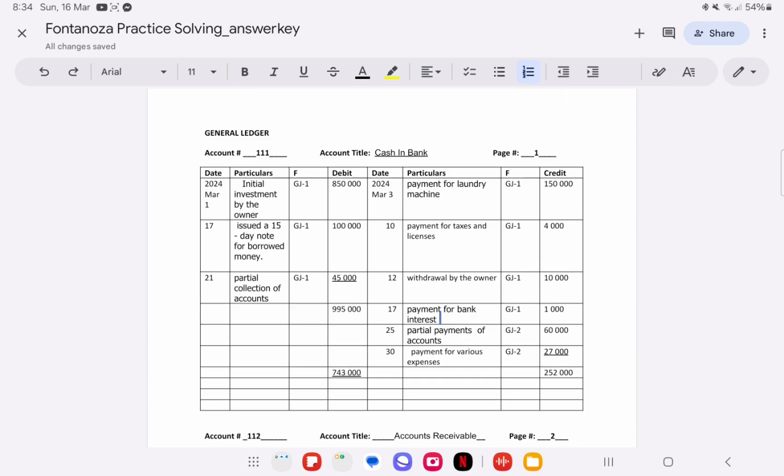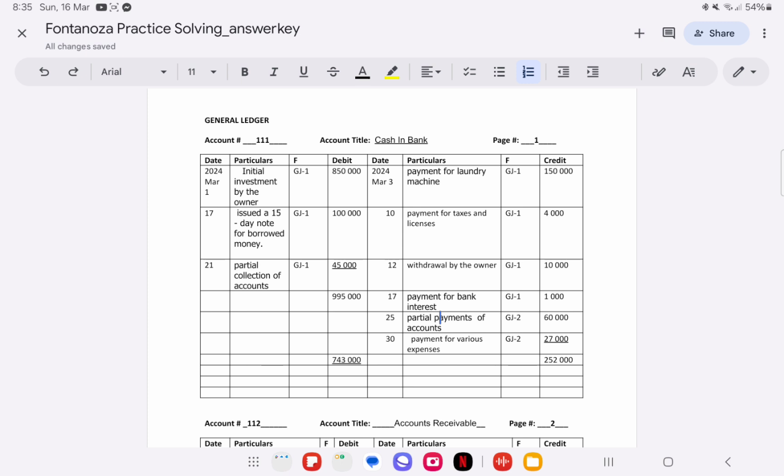So I already provided the solution of the general ledger under the problem of Fontanoza Laundry Services, because it might be time consuming if I'm going to refer to the journal entries and post to the general ledger. So, to shorten the time, I already posted in the general ledger, and all I have to do now is discuss what I posted here.